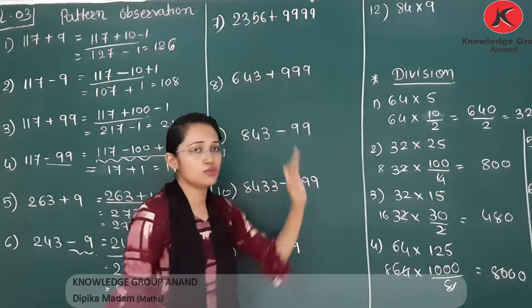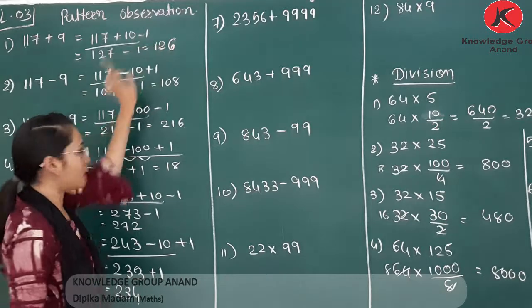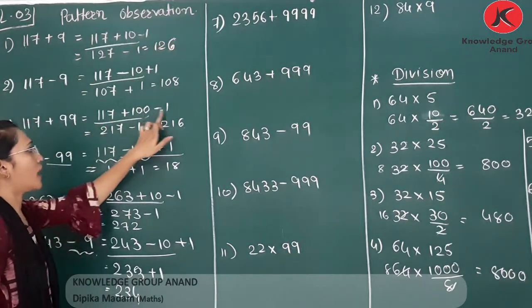2356 plus 9999. If it is 9, we write 10 minus 1, and if it is 99, we write 100 minus 1.